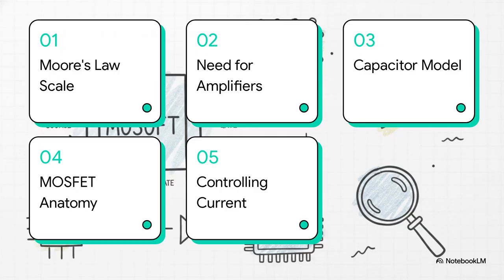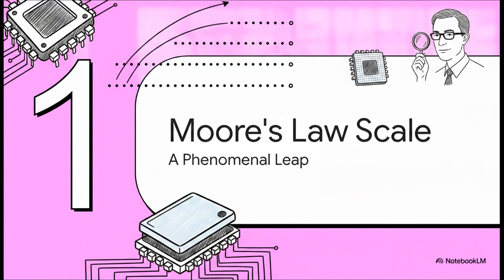To understand how this staggering technology actually works, we're going to take a top-down journey. We'll look at the incredible scale of Moore's Law, ask why we even need these devices to act as amplifiers, build a simple semiconductor capacitor model, translate that into the real-world anatomy of a MOSFET, and finally, look at how we actually control the electrical current flowing through the whole shebang. So, Section 1. The scale of Moore's Law.